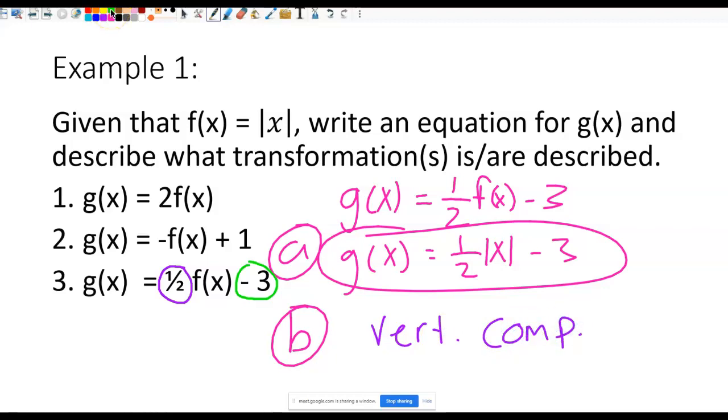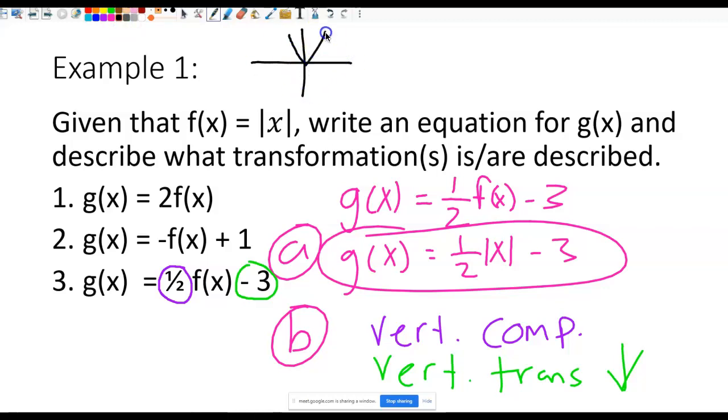But what about that minus 3? What does that do? Well, that's a vertical translation downwards. So once again, the graph of f looks like a V. It looks like this. But the graph of g will look like a V also. It'll look the same as f. It's just that it will look shorter because it got vertically compressed, and it will be shifted downwards. So it might look something like this. Notice it looks a little bit more stout because it got squished vertically, and it's also been shifted downwards.